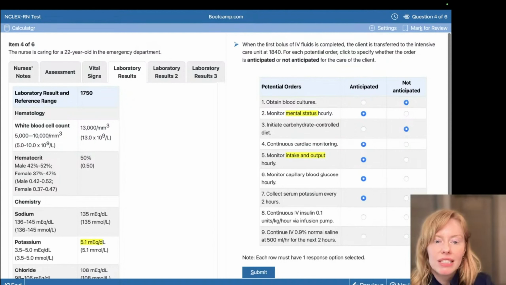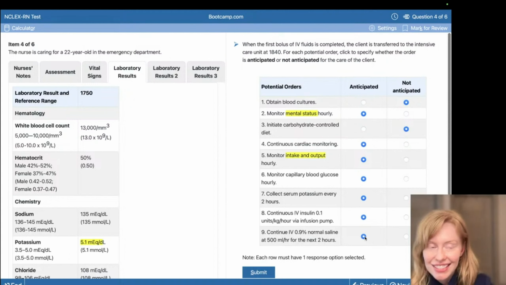Then a continuous IV insulin infusion pump. Yes, so we're going to give continuous insulin. You never hang insulin, heparin, potassium, or any other high-risk drug to gravity. These always go on an electronic infusion pump. So this is correct as well. Then continue IV normal saline at 500 mL an hour for the next 2 hours. Yes, this patient needs a lot of fluids. They become very dehydrated from this. So we've given an IV fluid bolus, and we need to continue giving IV fluids.